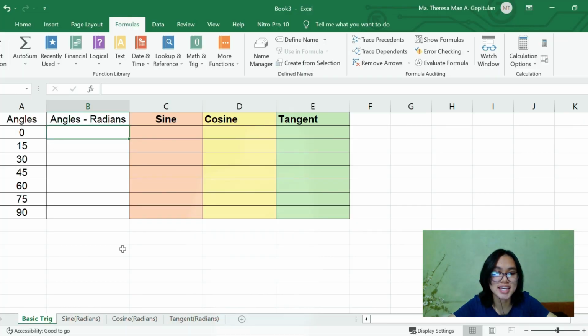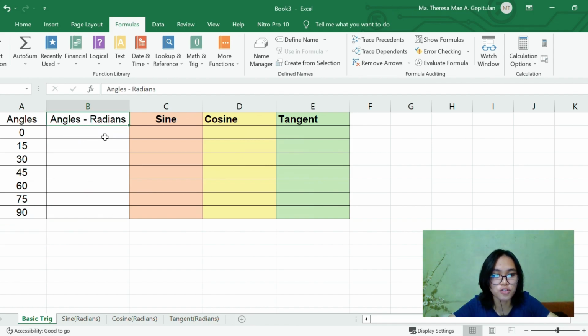Sine, cosine, and tangent are the basic trigonometric functions. They are used to measure the angles and the sides of a right angle triangle. So as we can see here, we are given certain angles that we first need to convert to radians. Why radians? Because radians is the most common and standard in trigonometry.